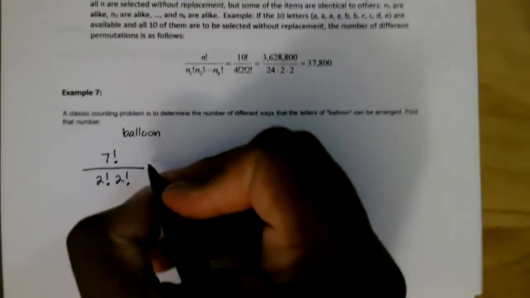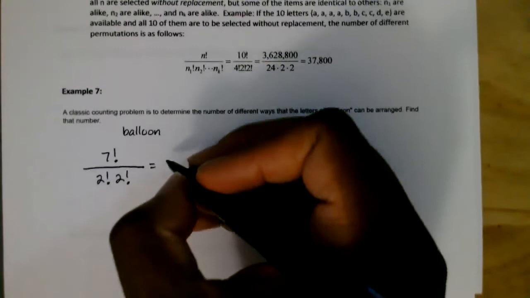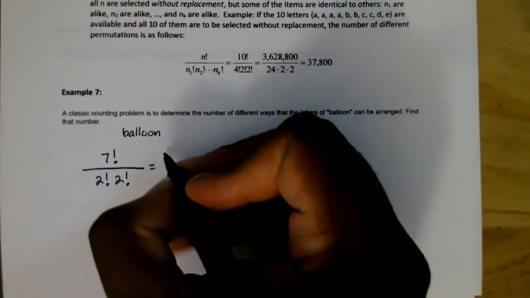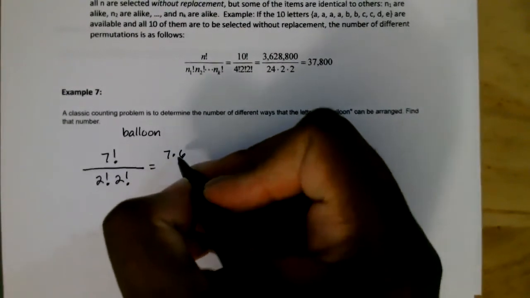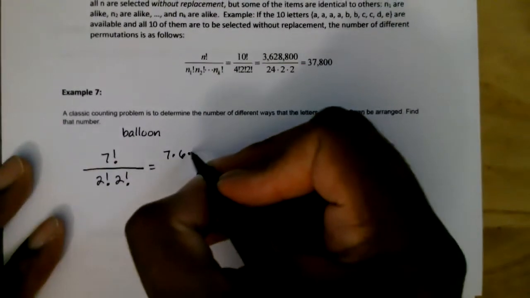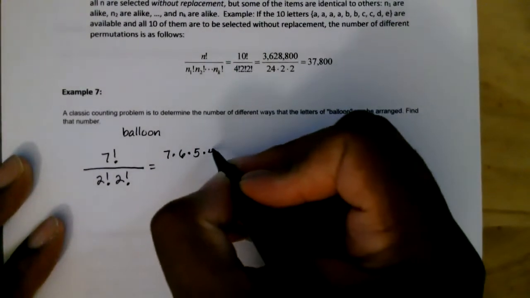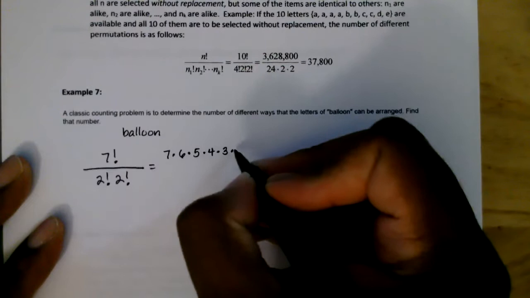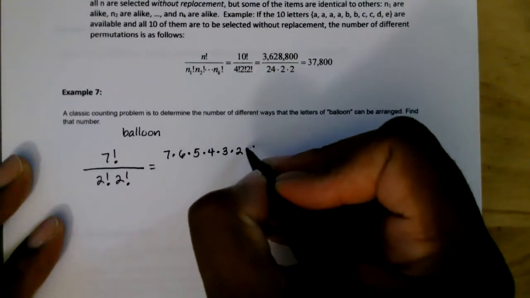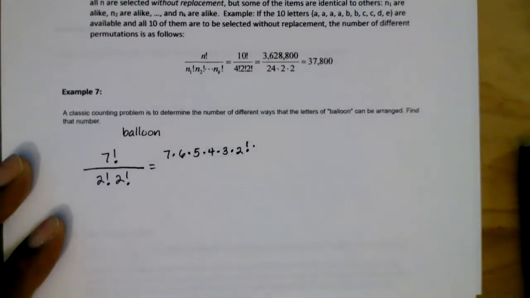Okay, so if I figure this out, let's see, 7 factorial, I'm going to write this out as 7 times 6 times 5 times 4 times 3 times 2, and I'm going to say 2 factorial.